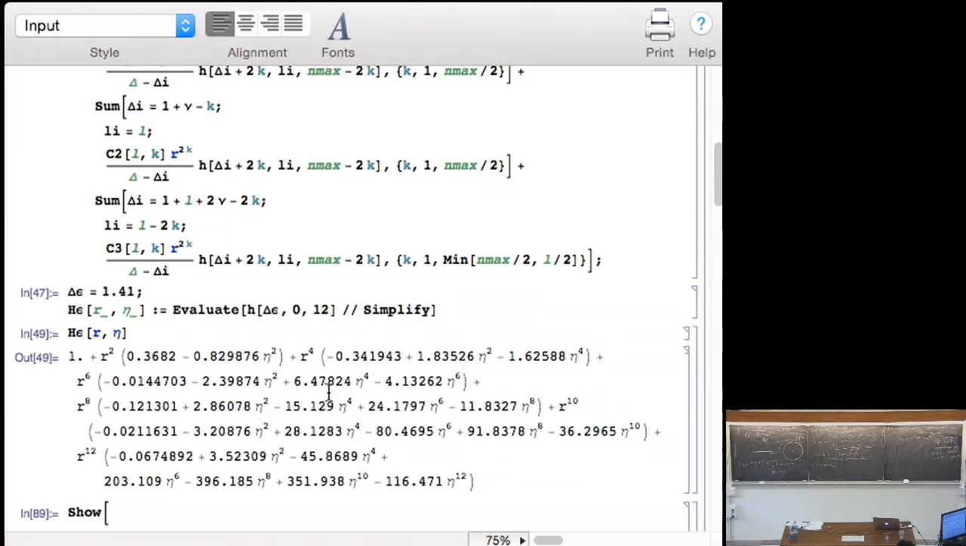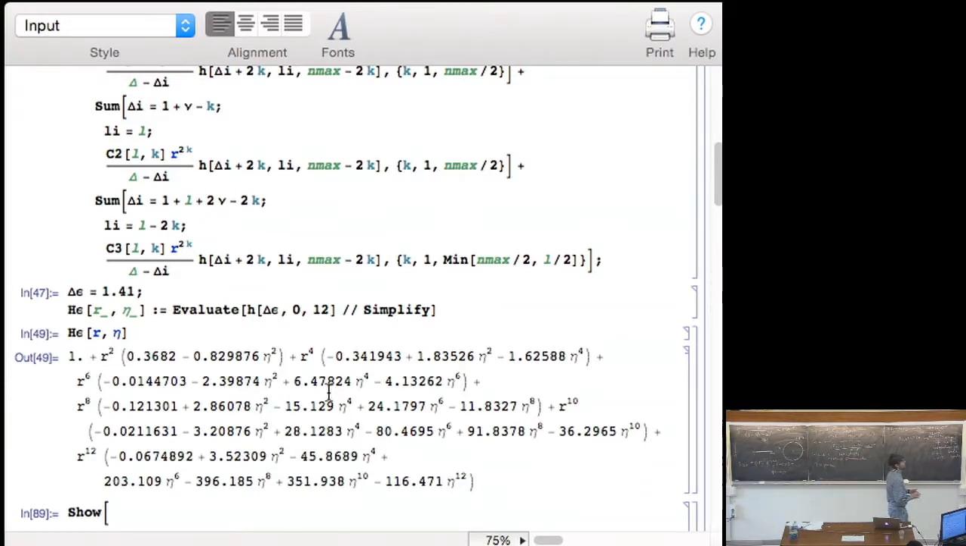And here are these 12 terms. You see, it starts with 1 because I take the factor r to the delta out already. So everything here is multiplied by r to the delta, and then I have an expansion in powers of r squared. This is the contribution of the primary. It's 1, and then I have contributions of descendants. The primary in this case is a scalar, but some of the descendants are scalars, other descendants have spin.